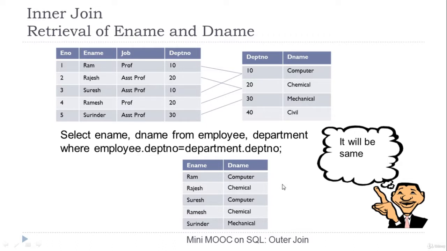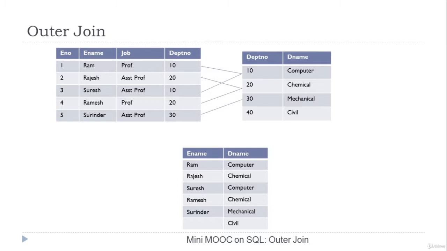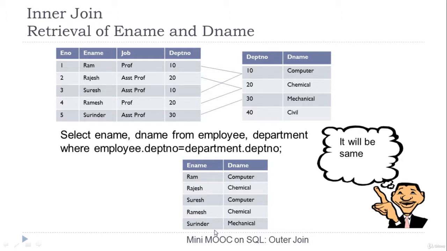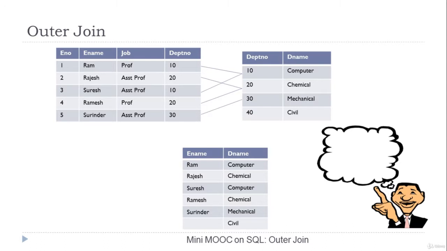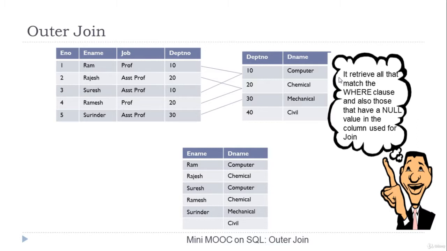So the output will be the same, but it is desirable to produce this output where it is indicated that dname civil has no corresponding employee. So this is a more useful output as compared to the previous output where we are only showing five records. So in order to show this output, what is the solution? The solution is outer join. In this case, we are interested in displaying all the records of the department table in the output, whether its department number column values make pairs with department number column values of the employee table or not. While in the case of equi-inner join, only those records appear in the final output that make pairs.